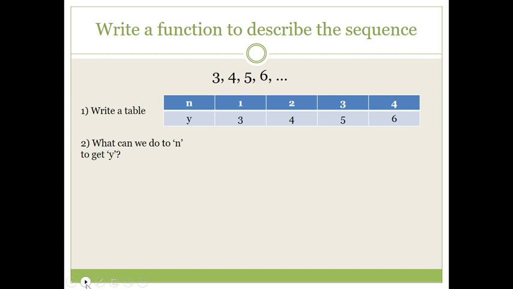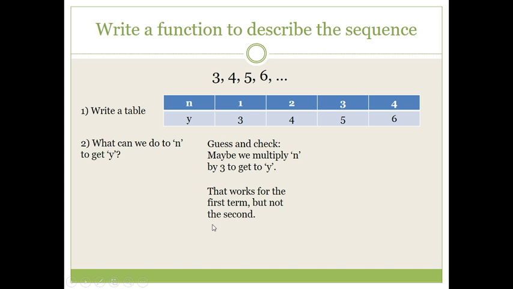All right, so maybe I'm going to guess and check. I'm looking at the first term, this 1 and a 3, and maybe I decide that I could take 1 and multiply it by 3 to get to 3. And we can see that does work for the first term, but it doesn't work for the second term because 2 times 3 is 6, not 4. All right, so that didn't work.